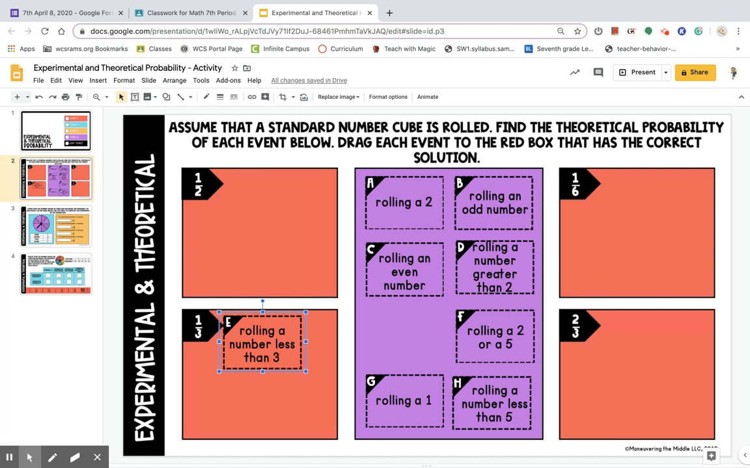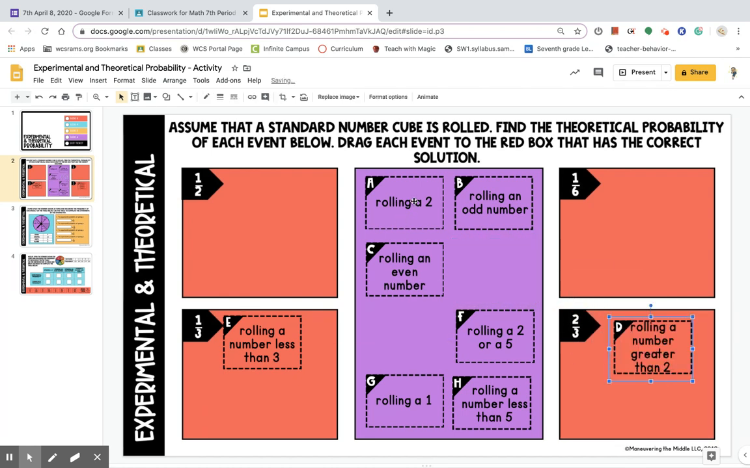All right, and now we are going to do rolling a number greater than 2. So that leaves us with 3, 4, 5, and 6. So that's 4 numbers out of a 6 sided cube. So 4 over 6, that would reduce to 2/3. So you would move that over here. So that's what you would do for all of those. This is just normal probability. And then here, it says rolling a 2 or a 5.